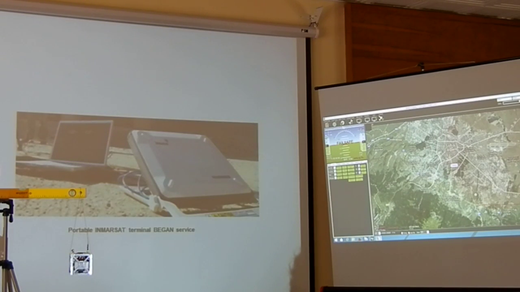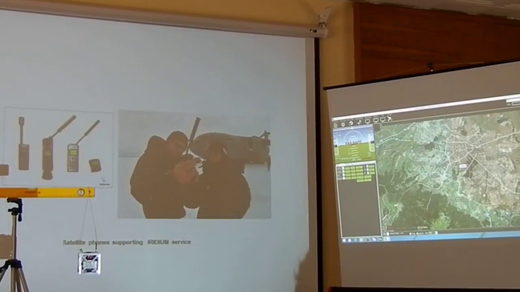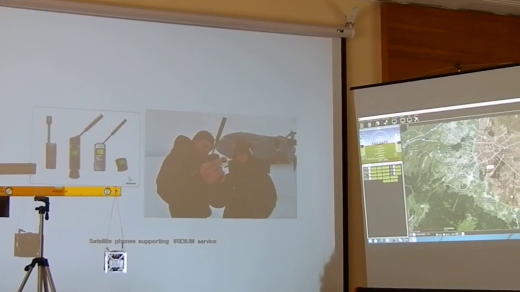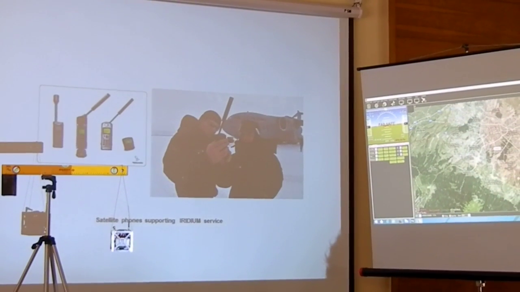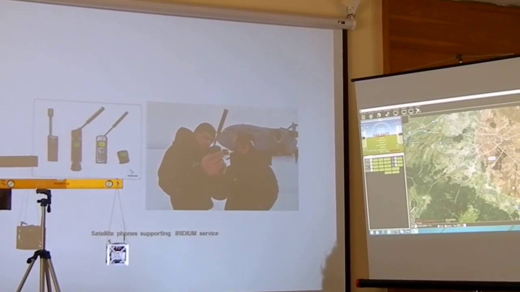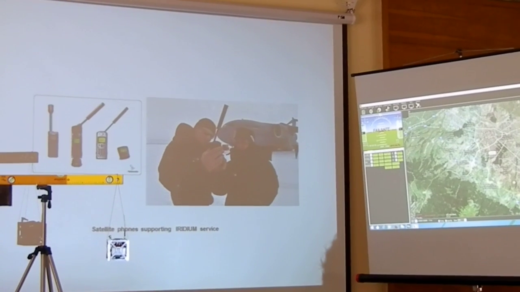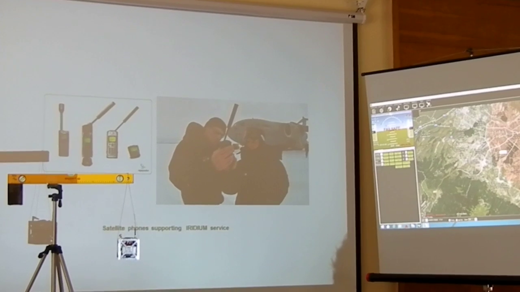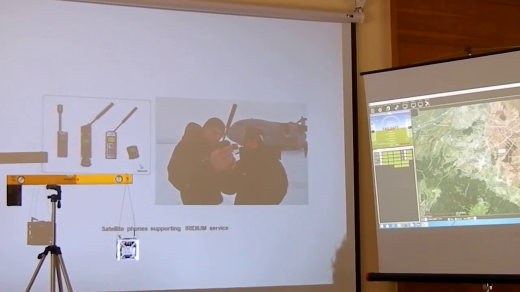These are the portable INMARSAT terminals for account service. And this is the Iridium service in Antarctica. You see the telephones with this Iridium system with many low orbit satellites. They are used mainly for the polar region because it is not possible to use a stationary service here.